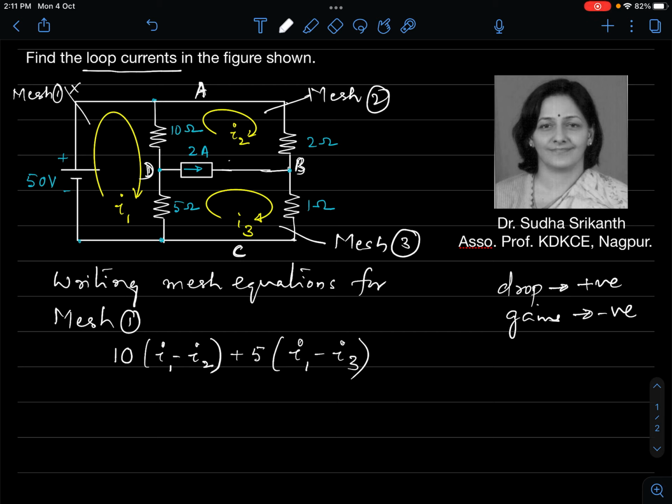Okay, now from C, I have to go back to the top left corner of mesh 1. I would come across a source of 50 volt. So, if I go from bottom to top, I am going from the negative of the source to the positive of the source, that is a rise in potential, minus 50 equal to 0. I came back to the point from where I started.